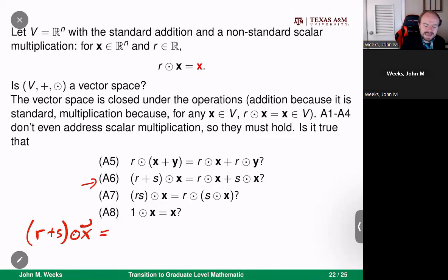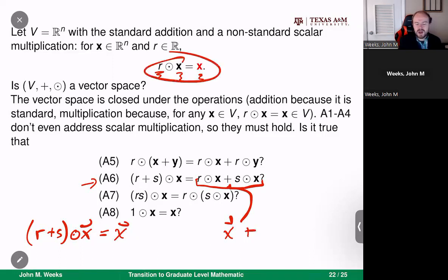Well, I know that for anything that I plug in for a scalar, if I multiply that times the vector, I'm just going to get the vector back. So this is actually just x. So our left-hand side of this axiom is just x. What is my right-hand side? Our right-hand side here is going to be r times x, which we know by definition is x, plus s times x, s being some other scalar. Well, any scalar with this product, when you multiply it times a vector, just returns the vector itself. So that is also x. And we're adding those two things together. So A6 is saying that x is equal to x plus x.